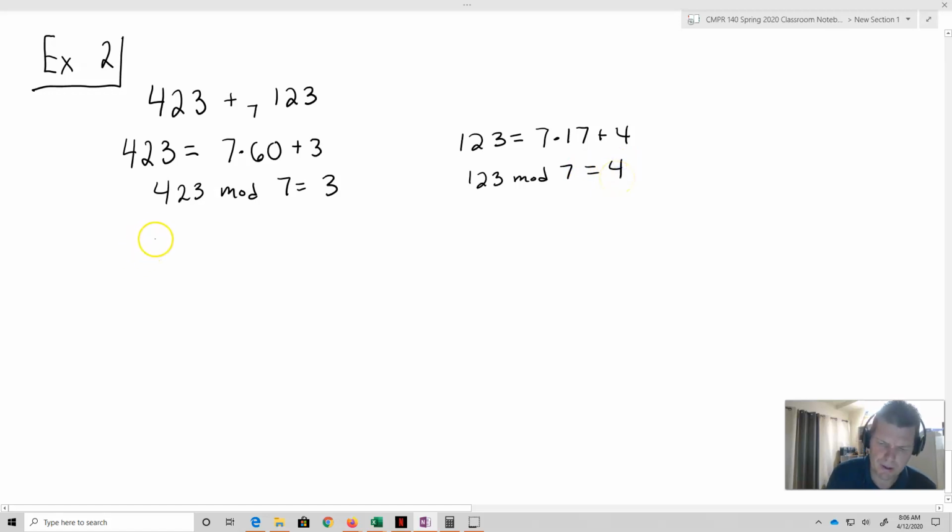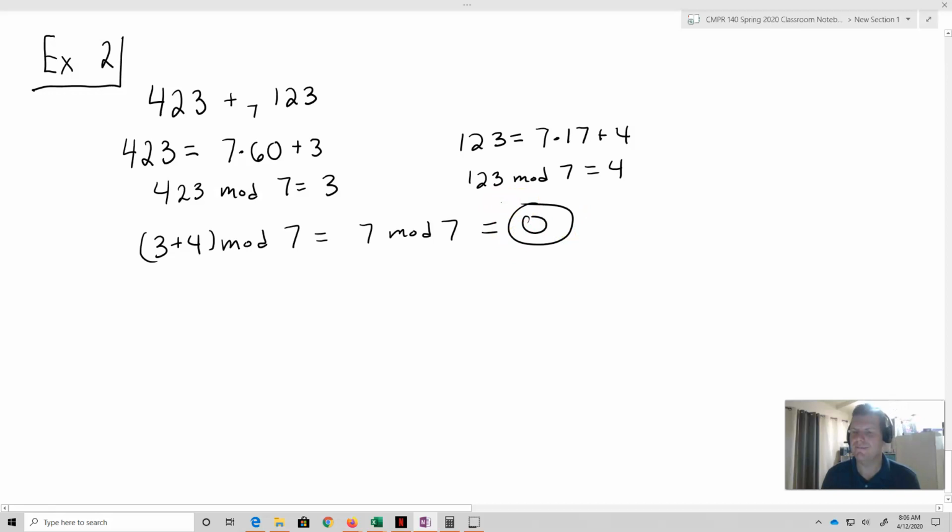We'll add the two of those together, 3 plus 4, and then we'll find that mod 7. So that equals 7 mod 7, which equals 0. So our answer is 0. Weird. I just find number theory stuff like that... sometimes you're like, what? I just added two numbers that are nowhere near 0 and I ended up at 0. And you're like, yep, that's number theory.